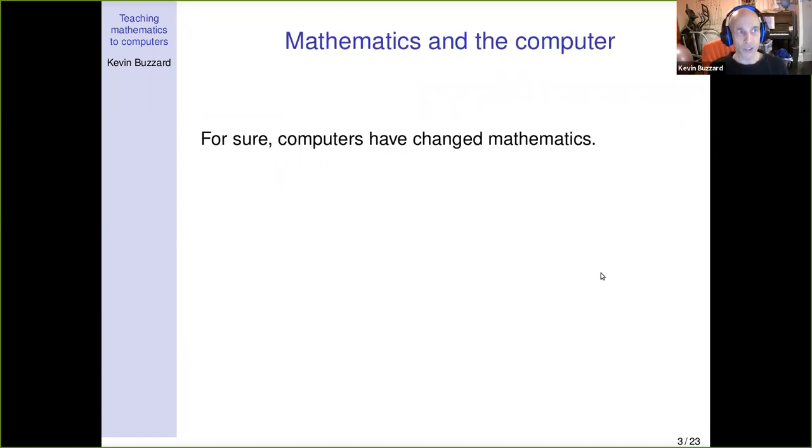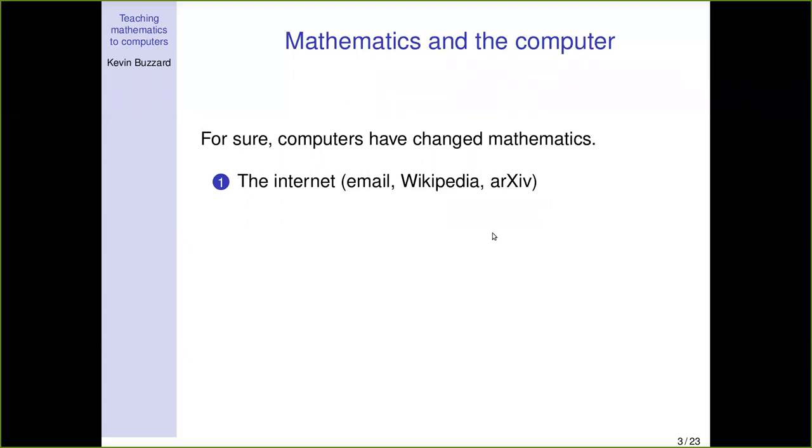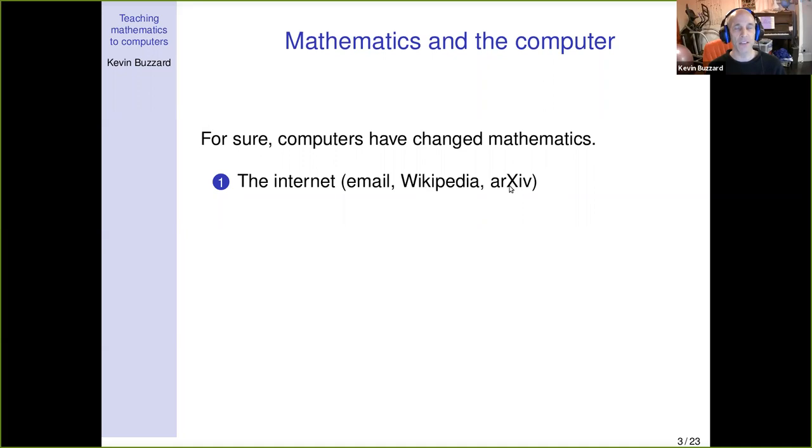Of course, computers have changed mathematics. They've changed it a huge amount because, the dumbest way is the way that computers have changed everything. The internet has changed everything. Nowadays mathematicians talk through email, and we have resources like the arXiv, where I upload my papers, and Wikipedia, where I look for facts. If I don't know something in a neighboring area, there's often a Wikipedia page where I can learn a lot very quickly. But that's not what this talk is about.